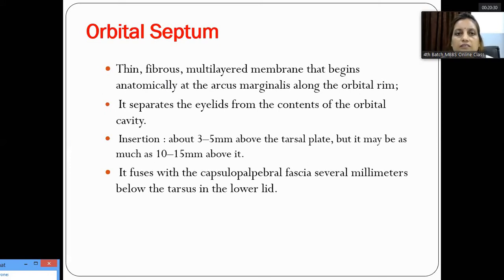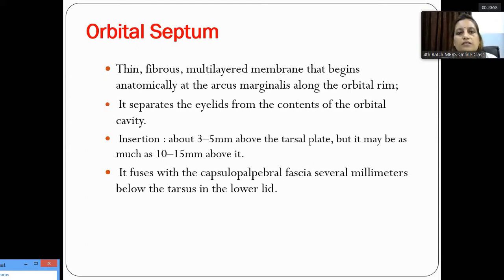It is a thin, fibrous, multilayer membrane that begins anatomically at the arcus marginalis along the orbital rim. It separates the eyelid from the contents of the orbital cavity. So any spread of infection beyond this orbital septum is called orbital cellulitis.